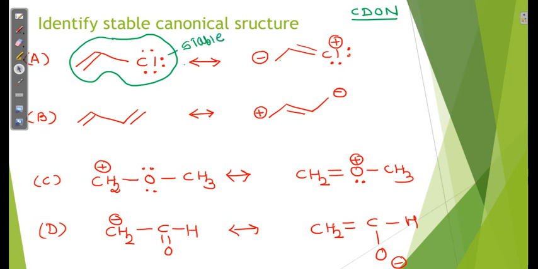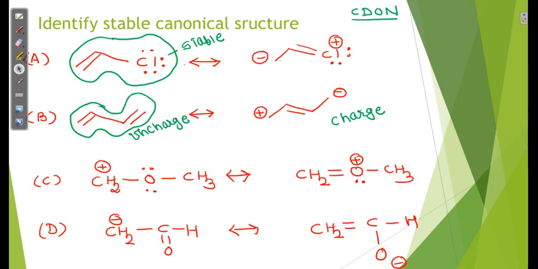Let us see example number B. According to CD-on, this is uncharged and this is charged. This is charged and this is uncharged. As we have discussed, uncharged is more stable, so this is the more stable structure.